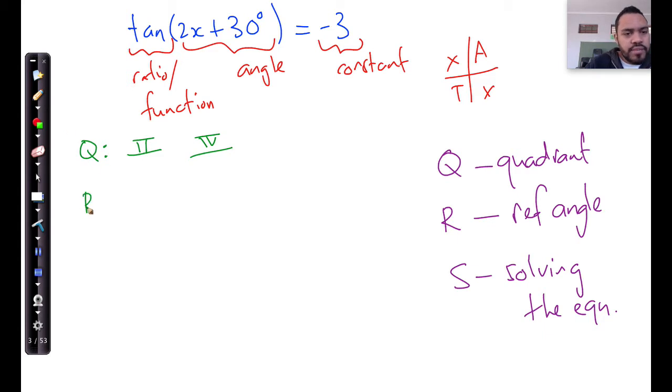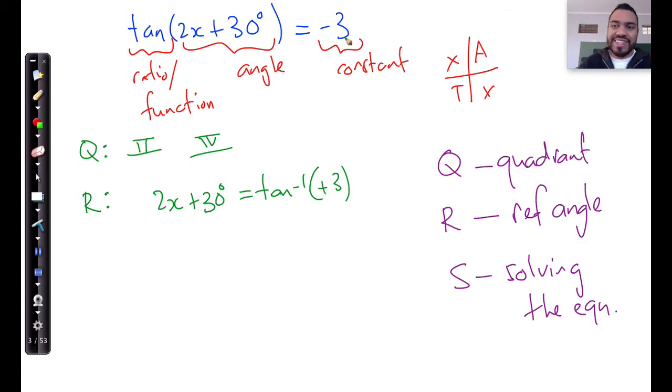Then we need to determine the reference angle, which is R. And how do we do that? Well, we simply say 2x plus 30, in other words, this given angle, is equal to the second function of tan of negative 3. Now, when we deal with this on the calculator, we ignore the negative. So we just need to put in positive 3. We don't need to use the negative, because the negative only indicates which quadrants we are working with.